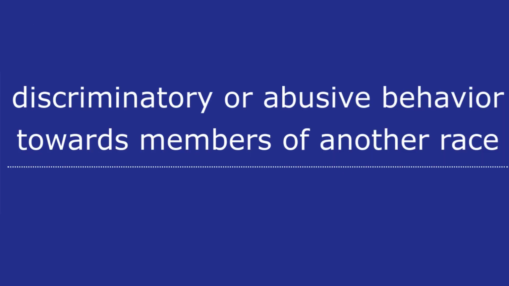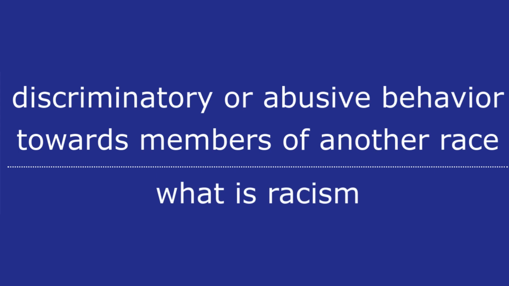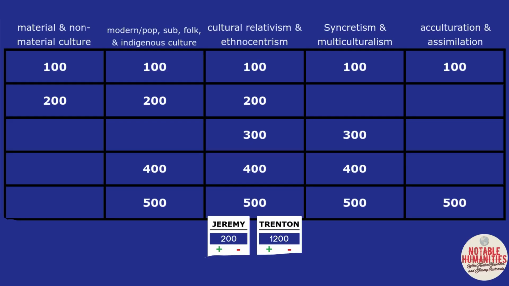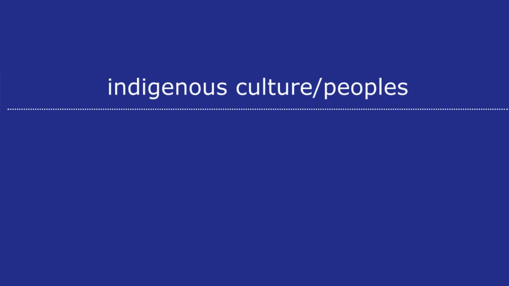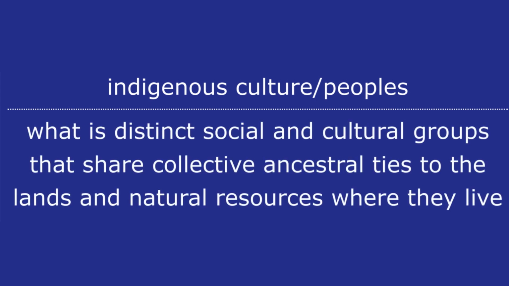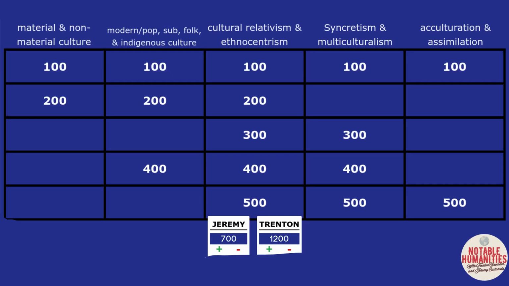Syncretism and multiculturalism for 200. Discriminatory or abusive behavior towards members of another race. What is racism? Modern, pop, sub, folk, and indigenous culture for 500. Indigenous culture. What are distinct social and cultural groups that share collective ancestral ties to the lands and natural resources where they live? That's right.